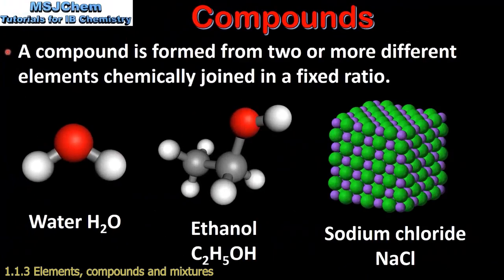Next, we look at compounds. A compound is formed from two or more different elements chemically joined in a fixed ratio. Examples of compounds include water, ethanol, and sodium chloride. Both water and ethanol exist as molecules. Sodium chloride does not exist as molecules, instead it has a lattice structure. The different types of bonding and structure will be covered in topic 4.